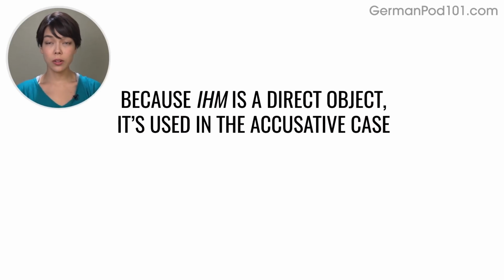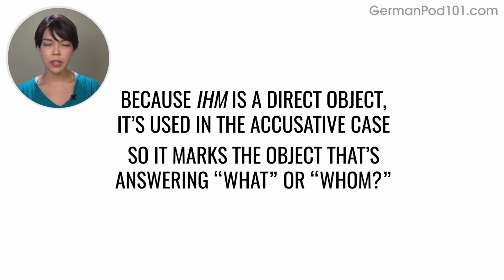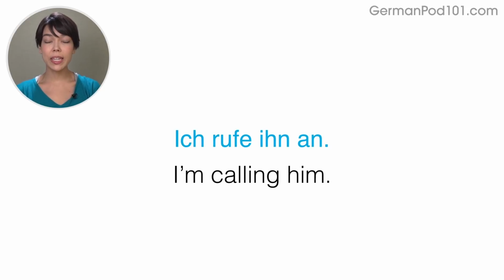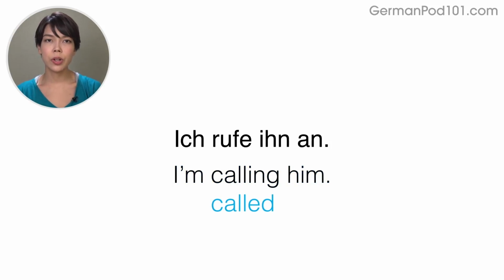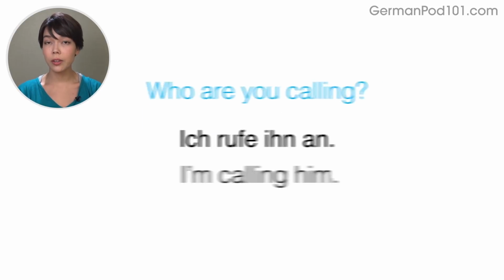Now, there are two things you should know before we dive in. One, because ihn is a direct object, it's used in the accusative case. So it marks the object that's answering what or whom. For example, ich rufe ihn an. I'm calling him. Here, the him is receiving the action called and answering the question, who are you calling?